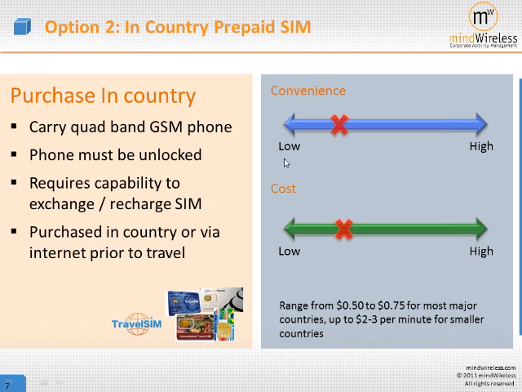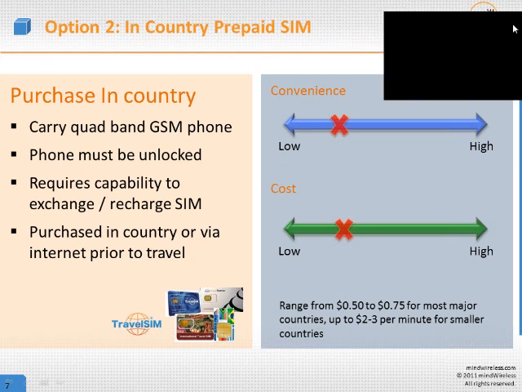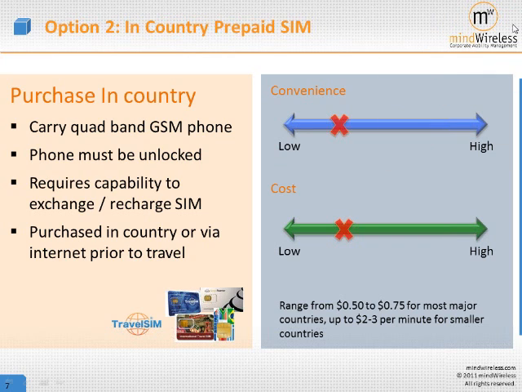Another alternative is to procure an in-country prepaid SIM card. The end user buys a prepaid SIM card based on the country they're visiting. Upon arrival in the country, the user then places this SIM card into an unlocked GSM phone. The user has to carry a quad-band phone to ensure compatibility with most international countries.